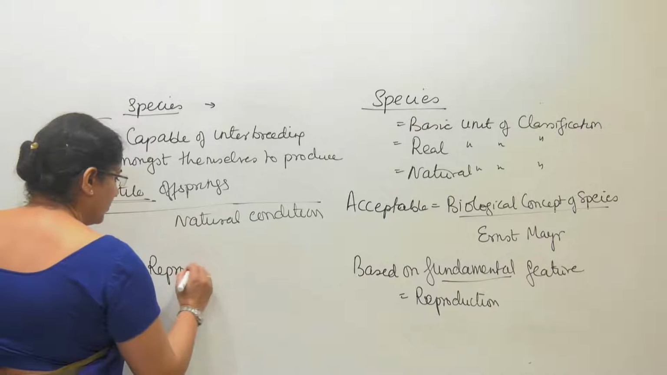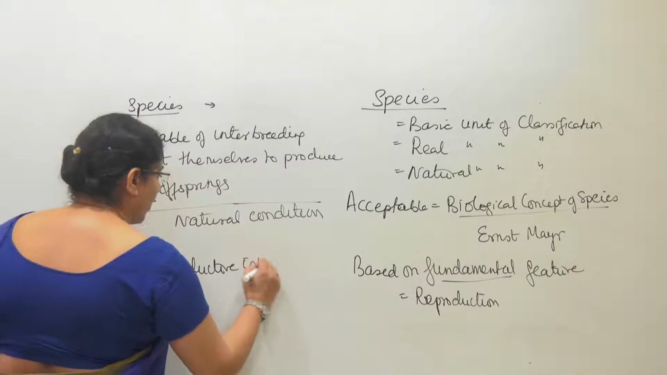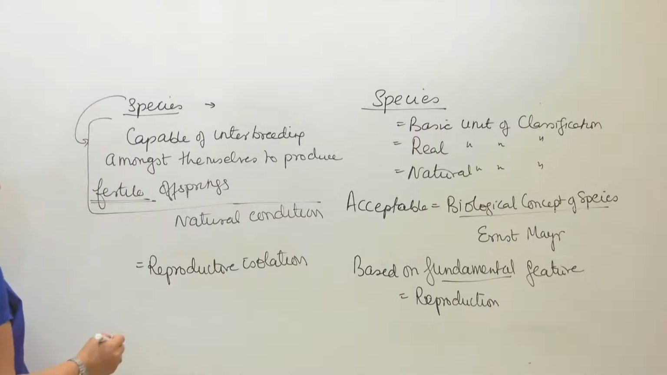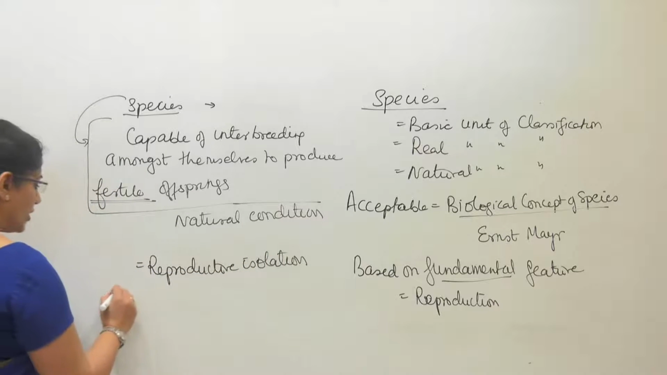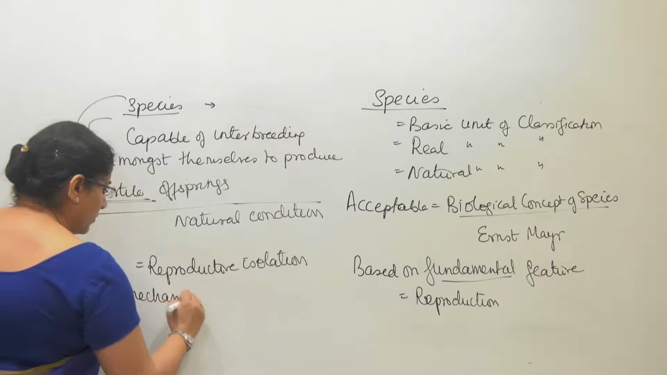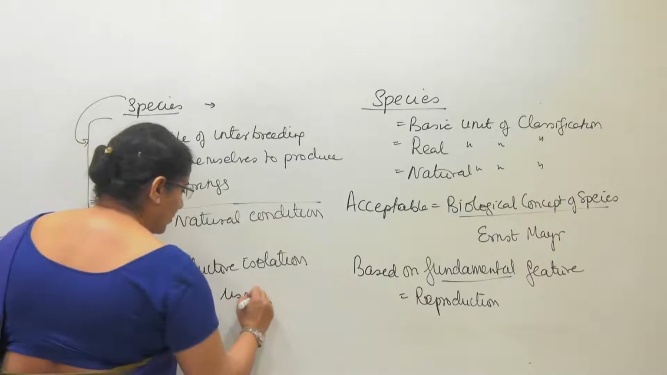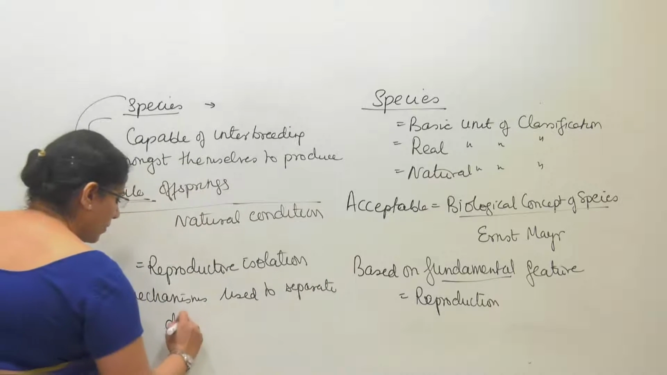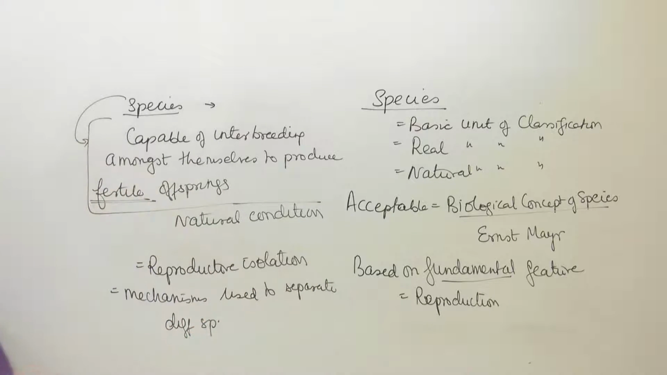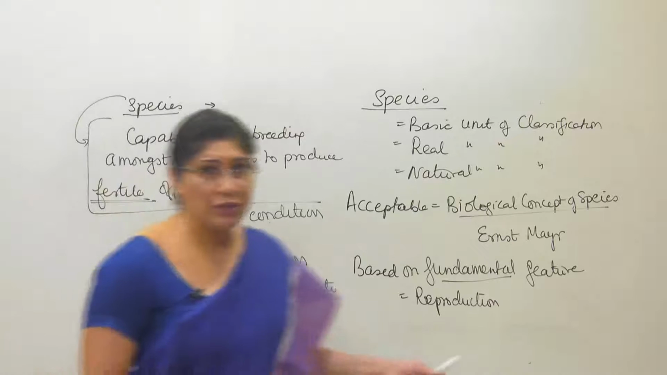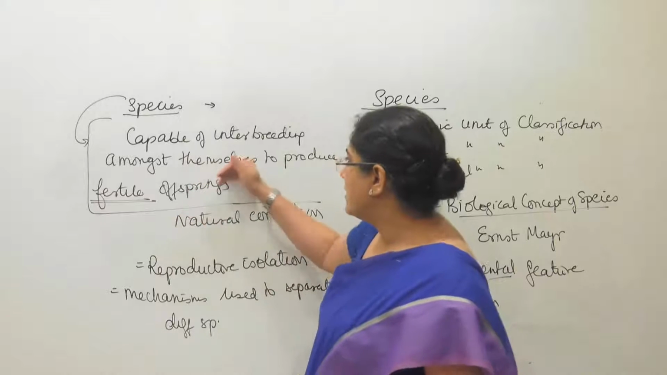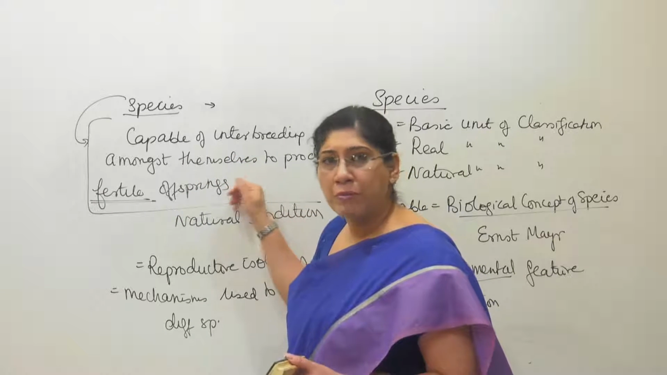This is due to reproductive isolation. Now in an MCQ, please be careful. This is how I look at a species. Reproductive isolation is a mechanism used to separate different species. Reproductive isolation is not used to form a species. To form a group of organisms to be called a species, it is this definition which is used: ability to reproduce.